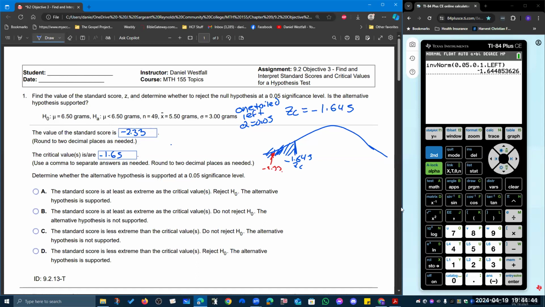The standard score is more extreme than the critical value. So we're going to reject H naught. The alternative hypothesis is supported. So our decision here is we reject H naught if our Z value is less than or equal to our critical Z value.